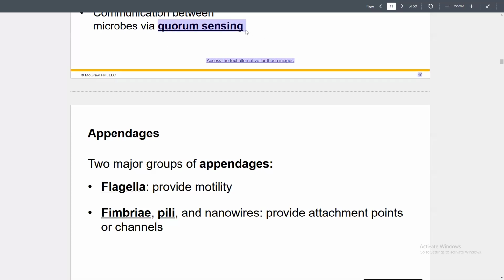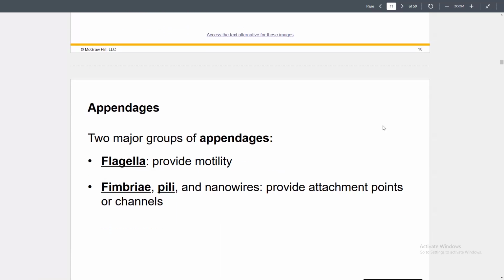And that communication is called quorum sensing. If you ever heard of a Senate or Congress or whatever, talking about how they have quorum, that means that they have enough people there to actually do business, take votes and things like that. So quorum sensing is sort of like that, getting the feel for what the general population is doing. And that's from those chemicals they're making to communicate with one another.